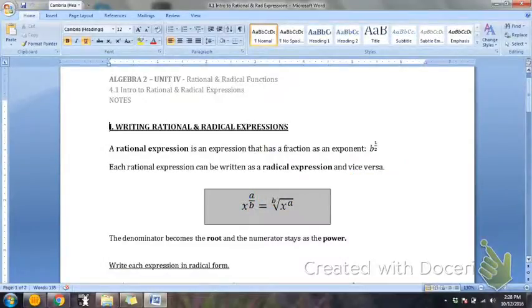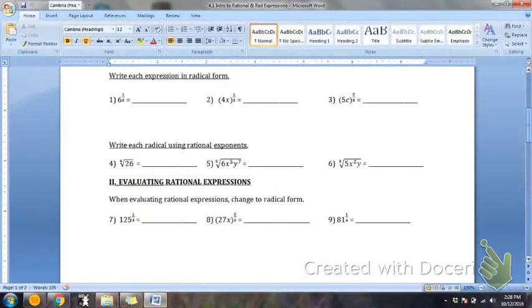So let's look at what they're asking us to do here. Number 1 says write each expression in radical form. So all we're doing is writing it in radical form. We remember that the denominator becomes the root. So I will have the 5th root. Please make your 5 small like that. It should not look like this, because that is a coefficient in front. It needs to be a little 5.